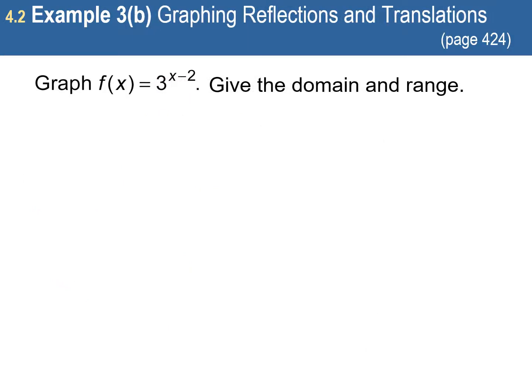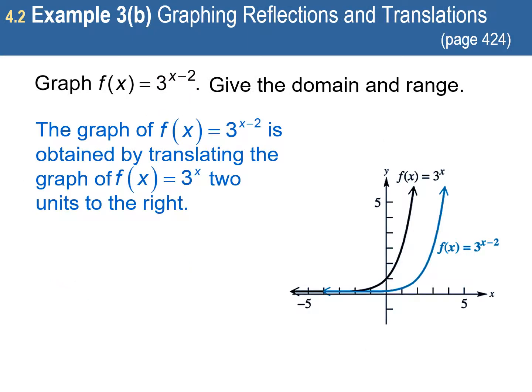Now f of x is 3 to the x minus 2. This is a horizontal shift to the right 2 units. So you can take 3 to the x and shift it 2 to the right. You still have a horizontal asymptote of y equals 0. Domain of all reals, and range from 0 to infinity.